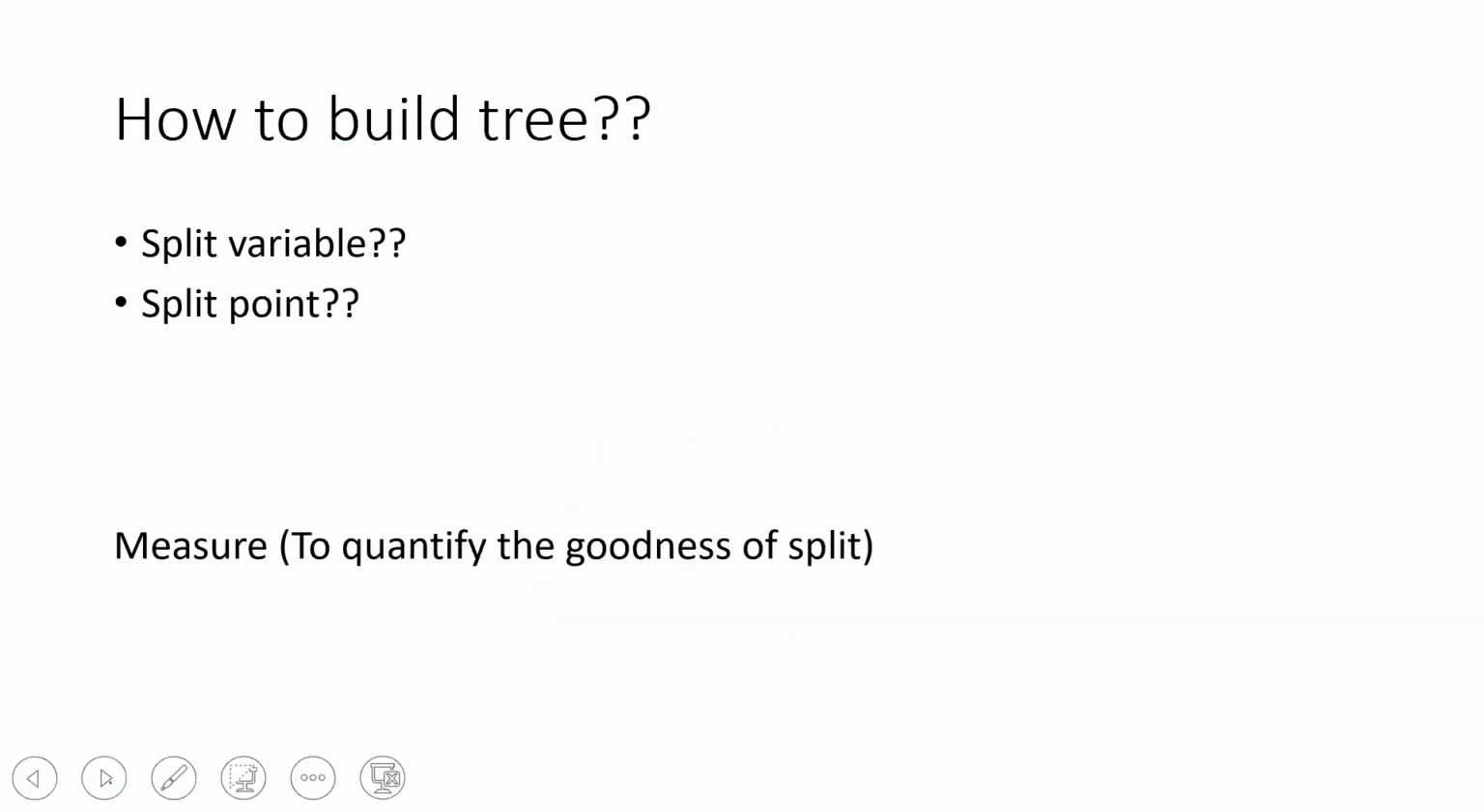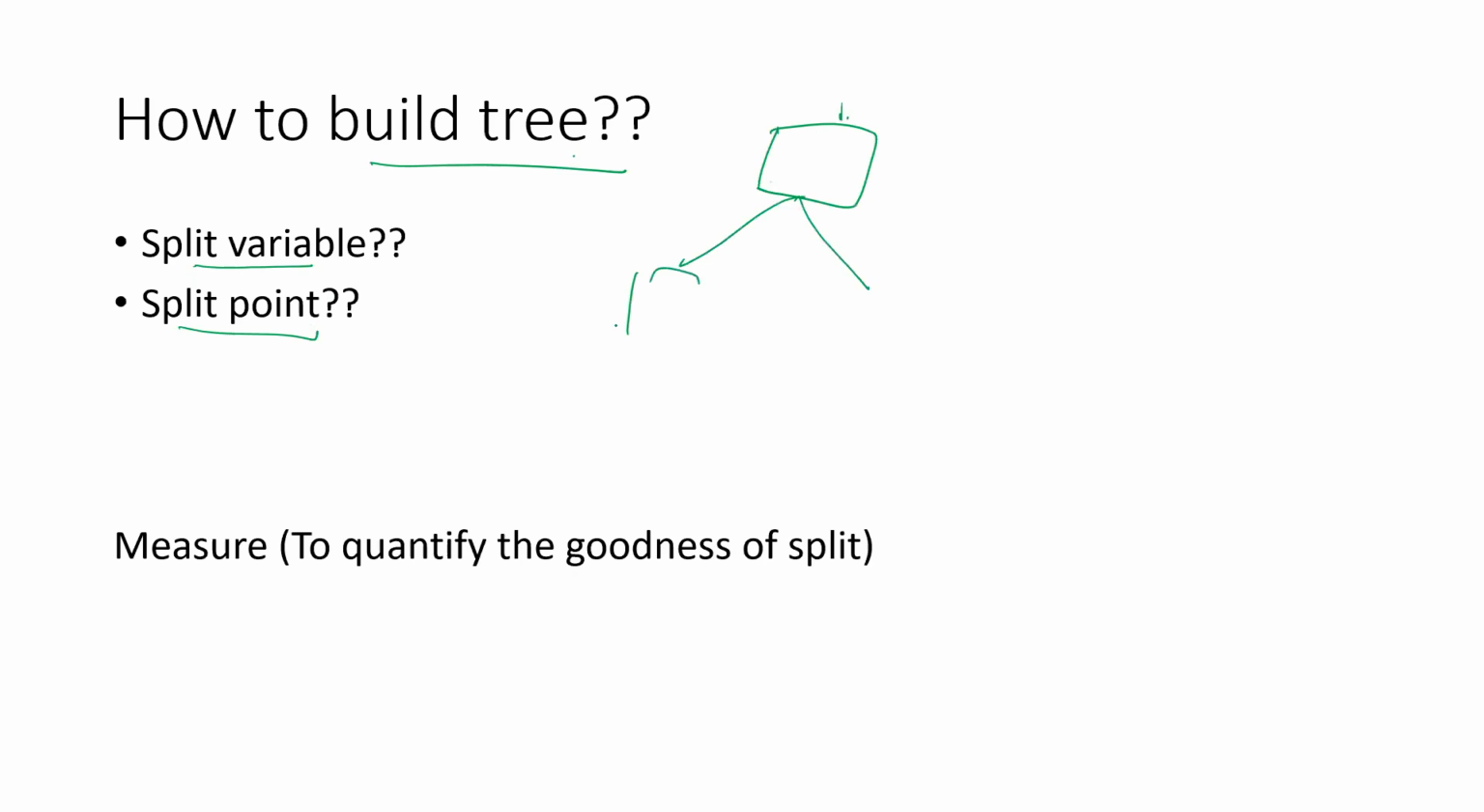Next, how do you build the decision tree? For splitting, you need to know the split variable and the split point. Once you have these, you can easily build your decision tree, because if you know which split variable and which split point to use, then you can split. So we need to answer these two questions. For numerical features we need to find the split variable and the split point, and for categorical features we just need to find the split variable.